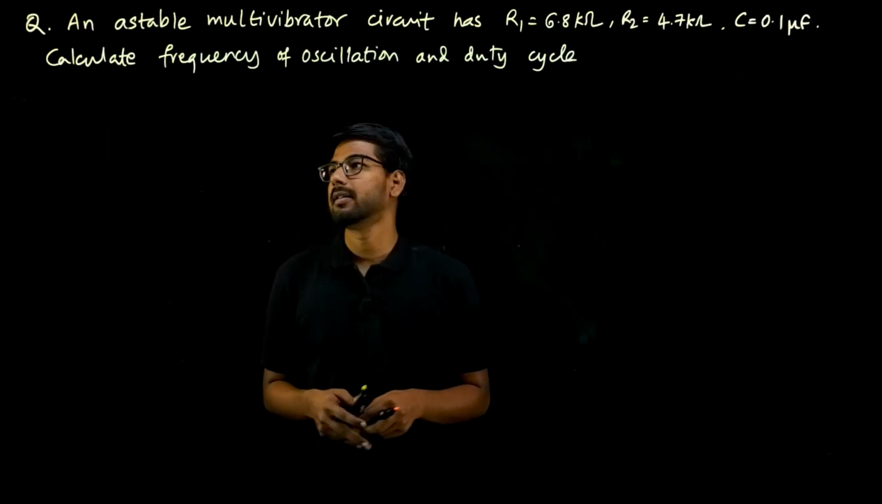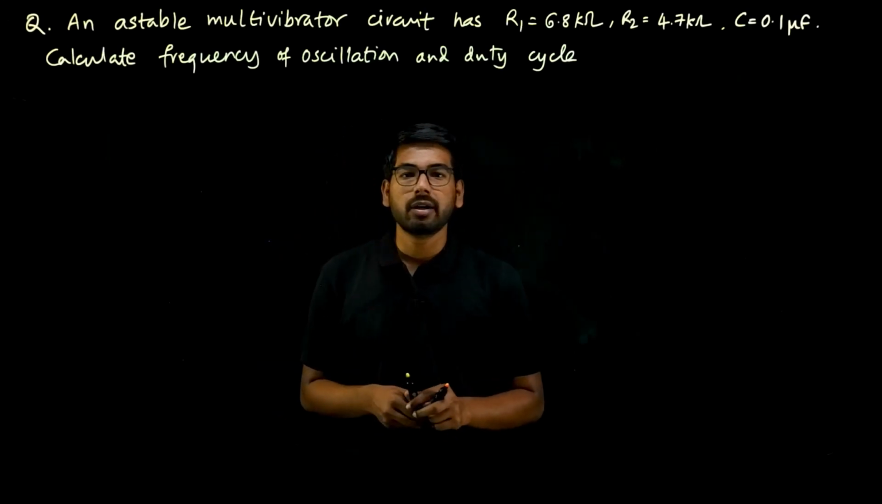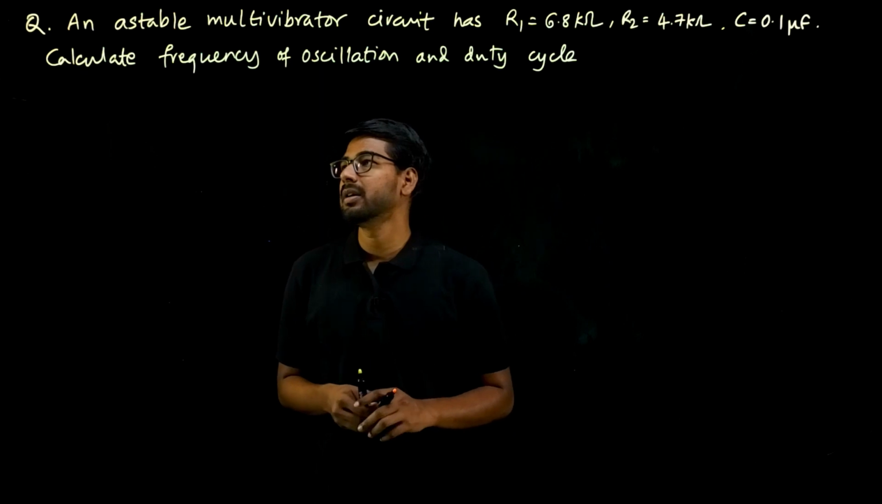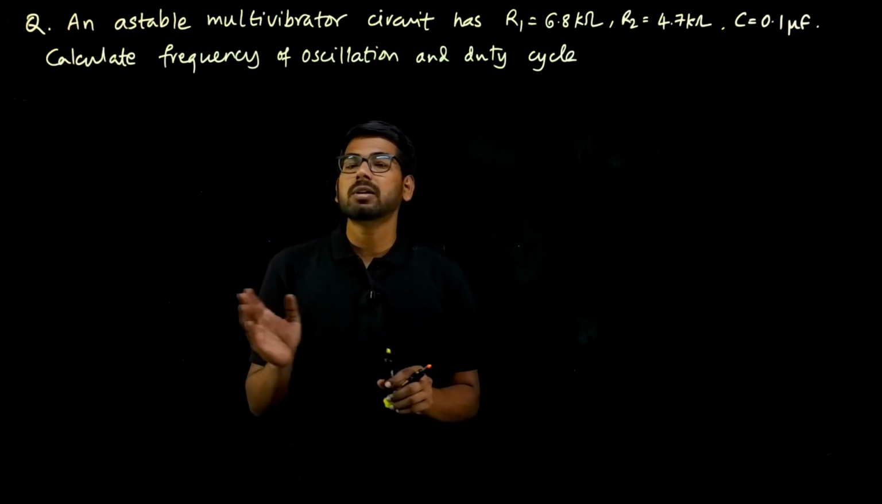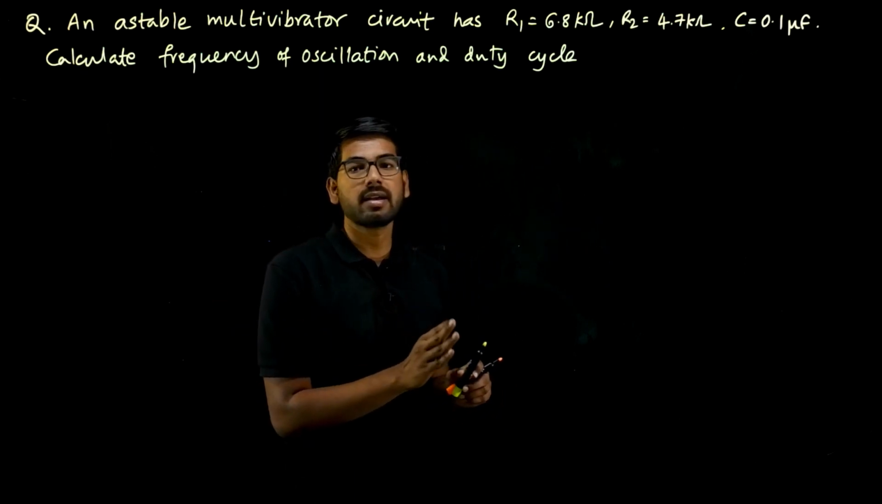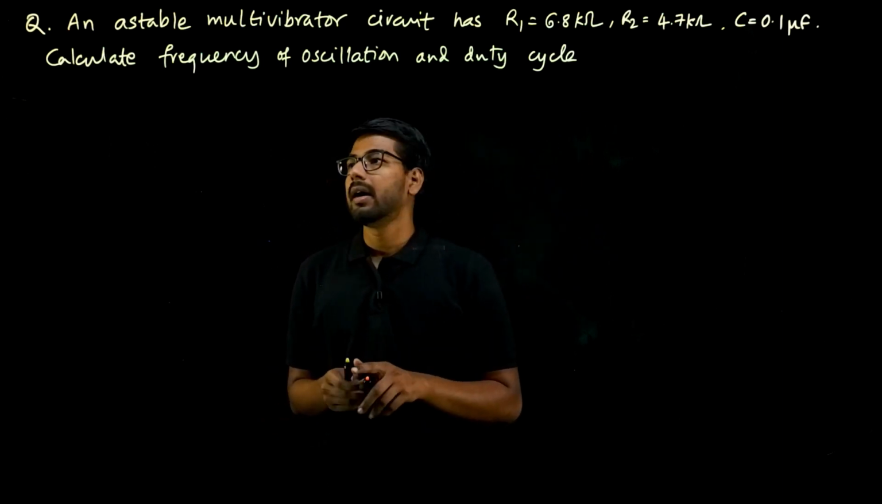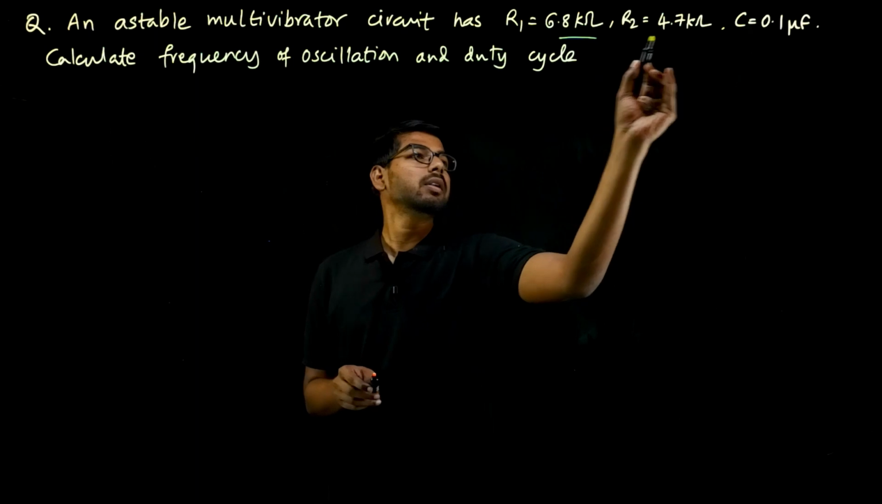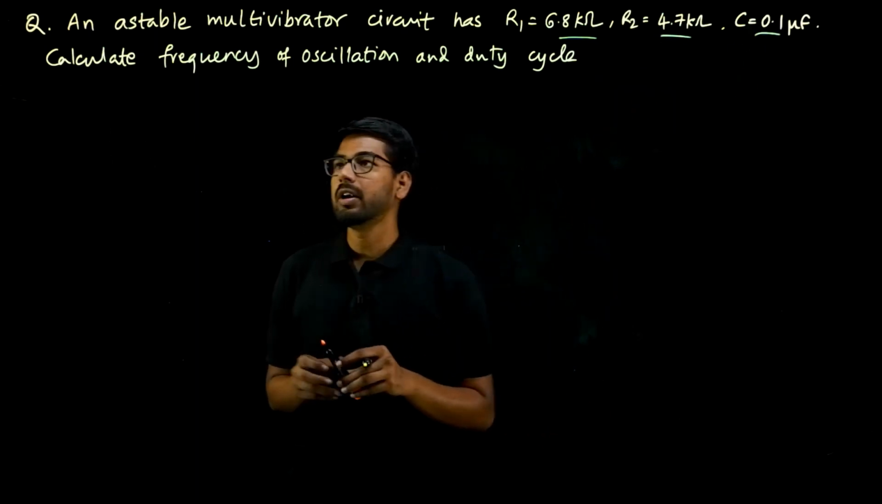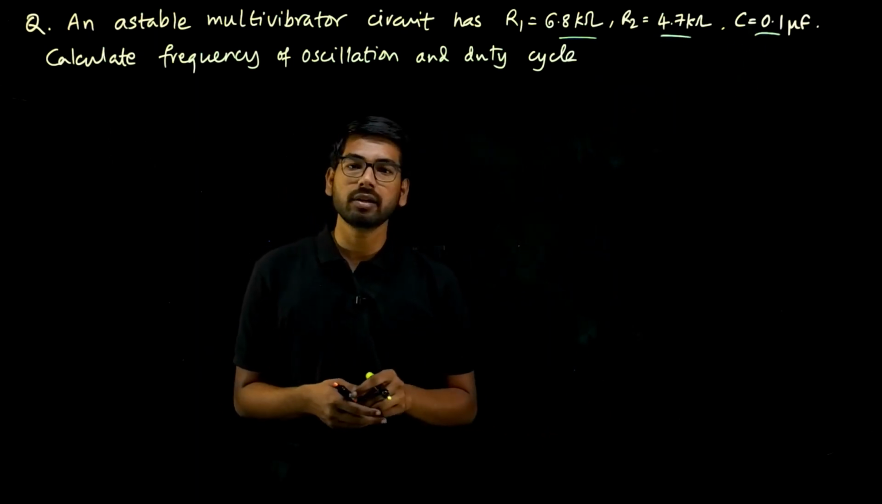Hey guys, I'm back with another question from the September 2020 Basic Electronics Exam. The question is, an astable multivibrator circuit has R1, R2 and C of these values. We need to calculate the frequency of oscillation and duty cycle.